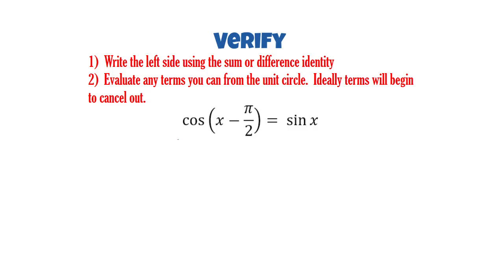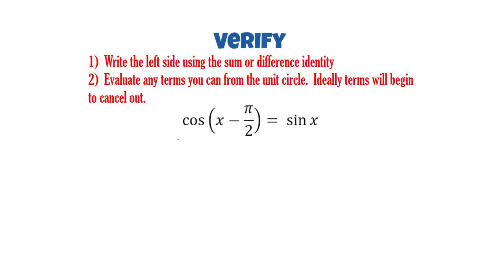So here's your to-do list. Write the left side using the sum or difference identity. So right here, remember, we will never, never, never distribute. Instead, you replace it with the identity. And then evaluate any terms that you can from the unit circle. Since I have this pi over 2, something's going to come out that I can actually put a number in for. And ideally, terms will begin to cancel out. If not, you probably ought to go check.